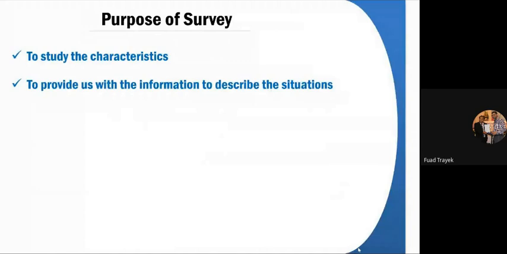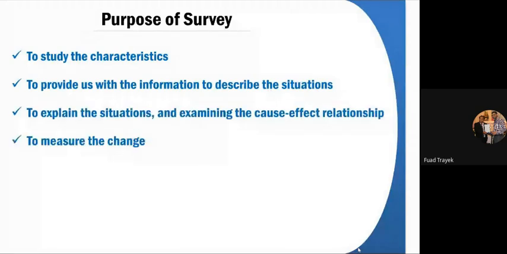Another purpose is observing the situation and examining the cause and effect relationship. So through the survey, we can investigate the cause and effect relationship between two or more factors. We could also measure change through the survey. In that case, we need two surveys: one prior to our experiment, before the experiment, and then once we have done the experiment, we do the survey again. Then we can compare before and after in order to measure the change.